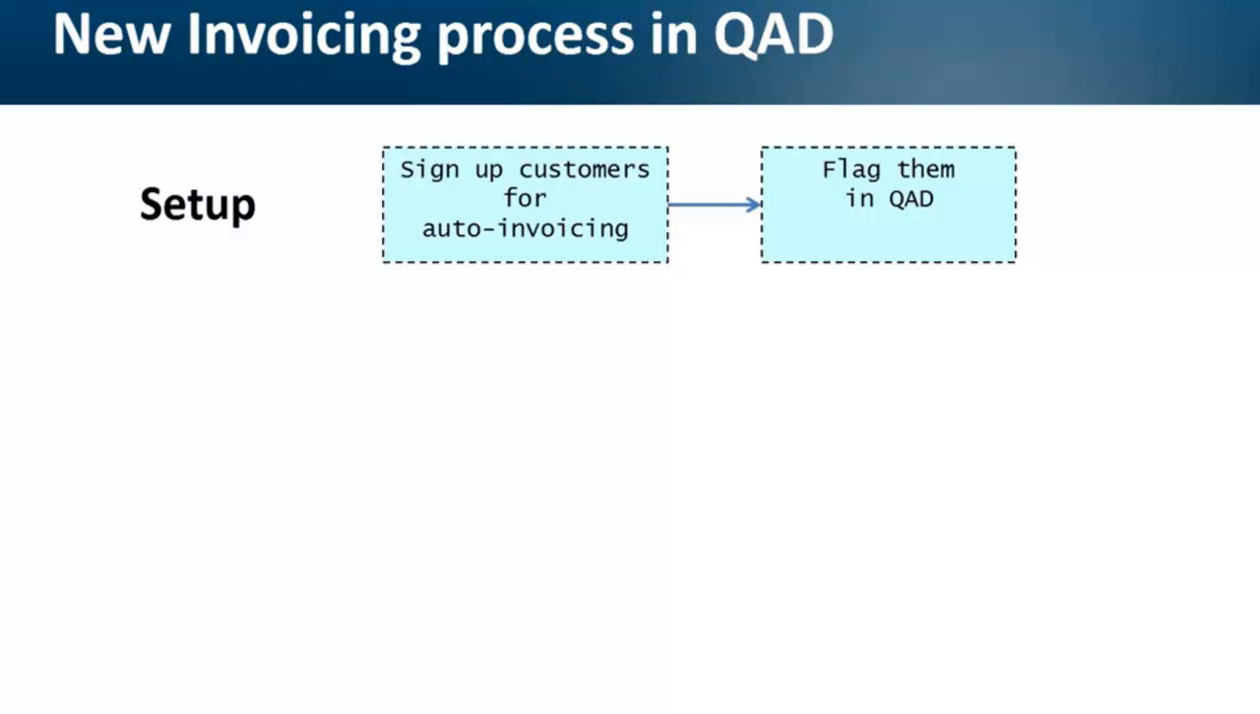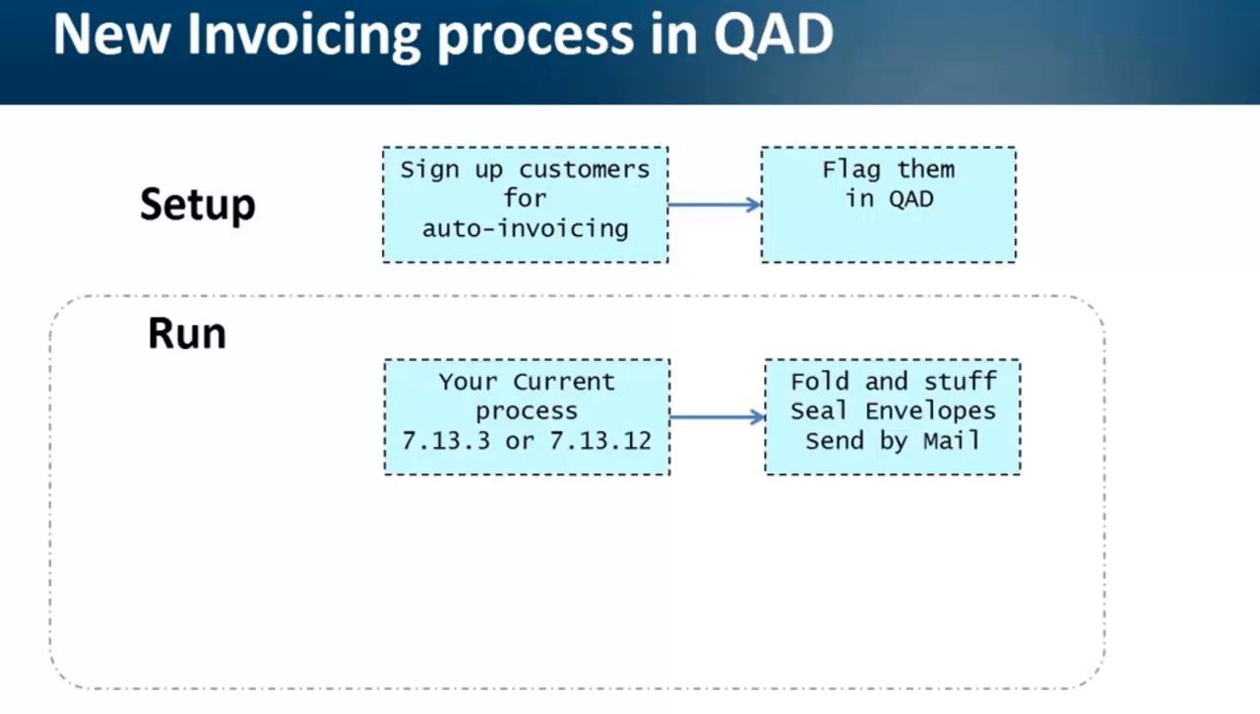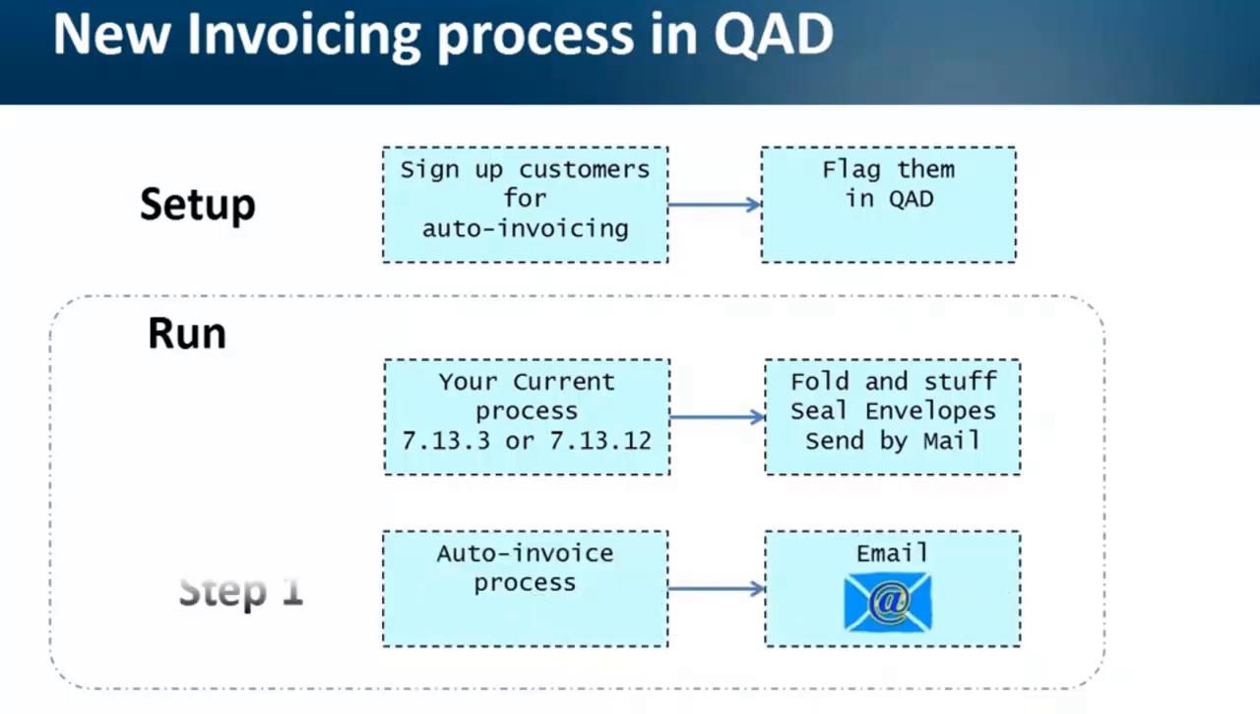And then when it comes to the invoicing process itself, there will be two steps. You will need to run your existing invoice print program to produce paper invoices, and you will need to run a new auto-invoicing program to produce electronic invoices. However, the sequence should be the opposite. The auto-invoice step should go first, and the paper invoicing should go second. So it should look like this.